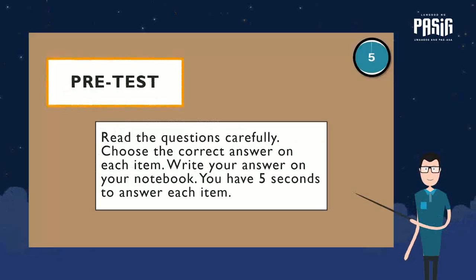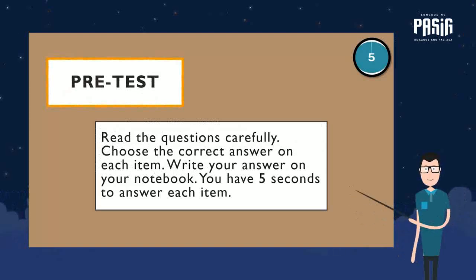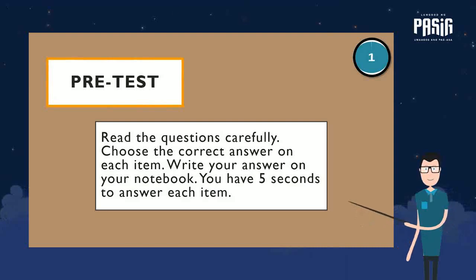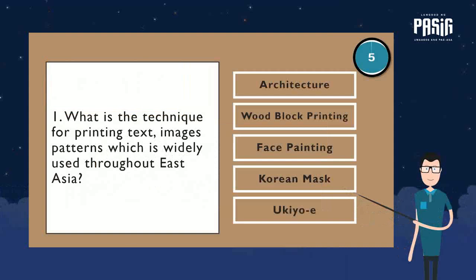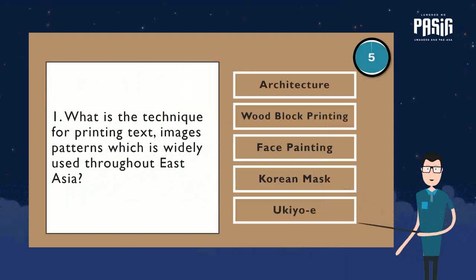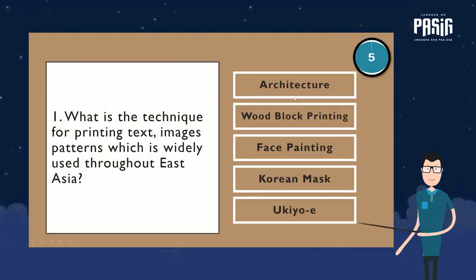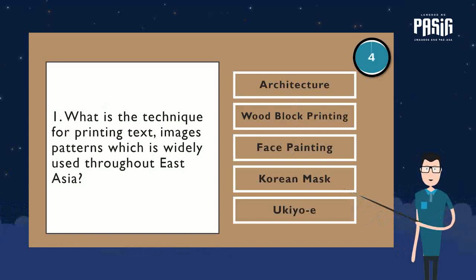Let's start with the pretest. Read the questions carefully. Choose the correct answer on each item. Write your answer on your notebook, and you have 5 seconds to answer each item. Let's start. Number 1. What is the technique for printing text, images, and patterns which is widely used throughout East Asia? Is it architecture, woodblock printing, face painting, Korean mask, or ukiyo-e? You have 5 seconds.